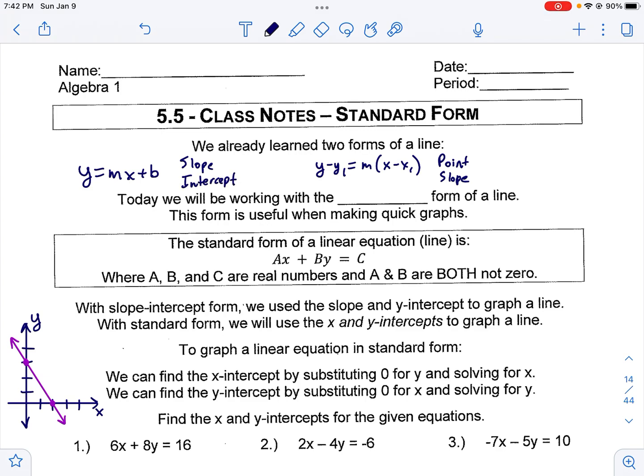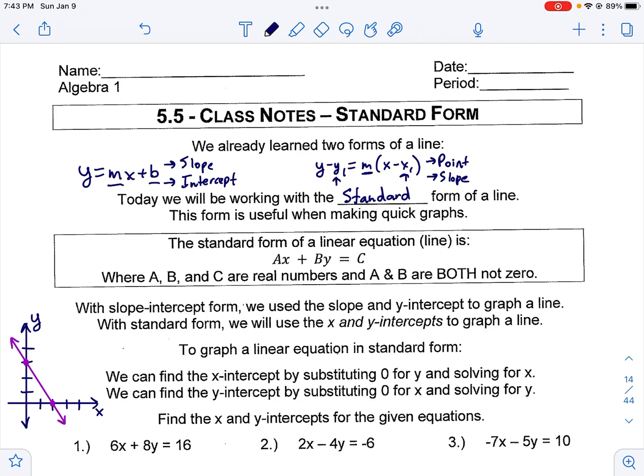The names of these two forms also reveal that slope-intercept form requires the slope and the y-intercept in order to write the equation of the line, whereas point slope requires 1 point and the slope to write the equation of the line. Today we're going to be working with the standard form of a line. Standard form is really useful for making quick graphs of lines.